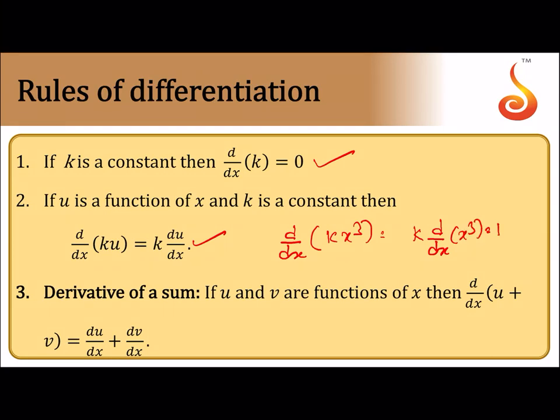Next one, rules of differentiation. Derivative of a constant is 0. Whenever a constant is multiplied, the constant will come out, like d by dx of k x cube can be written as k times d by dx of x cube, which will give you k into 3x square. The derivative of a sum of two functions you can find separately.